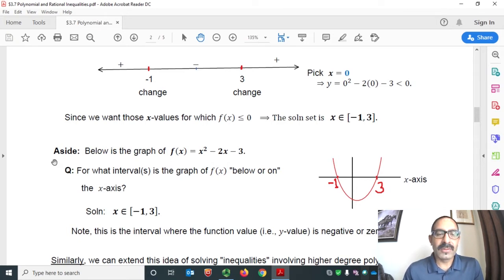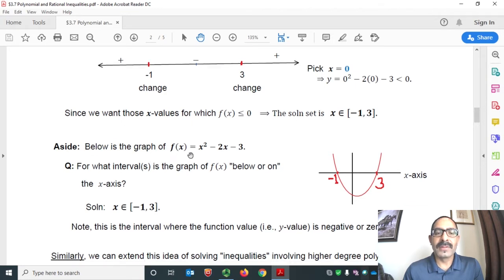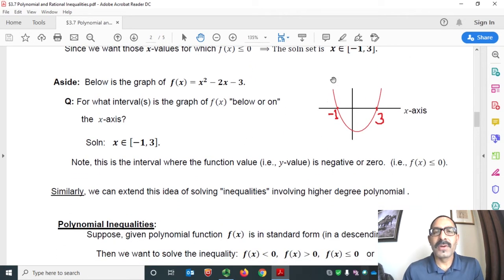Now let me do another quick aside here. Let's graph the quadratic function f(x) equals x squared minus 2x minus 3. So let me scroll down. So here is the graph. The coefficient of x squared is positive, so that means it's an upward-opening parabola. And its real zeros are negative 1 and 3. When you put x equals 0, f(0) is negative 3, so that's negative 3 here. Now the question is, for what intervals is the graph of f(x) below or on the x-axis? The solution set is x belongs to [-1, 3], both endpoints included. This closed bracket means we are including the endpoints of the subinterval.